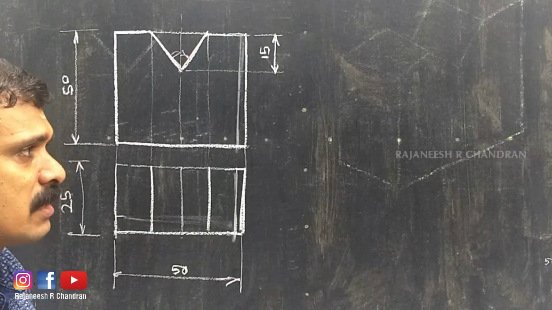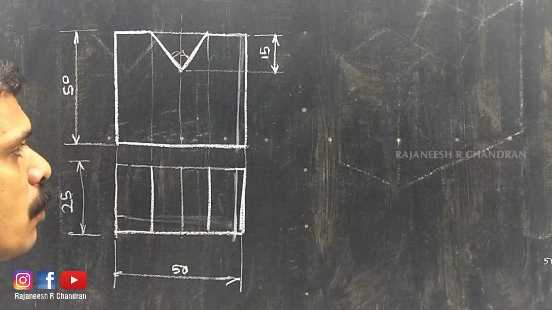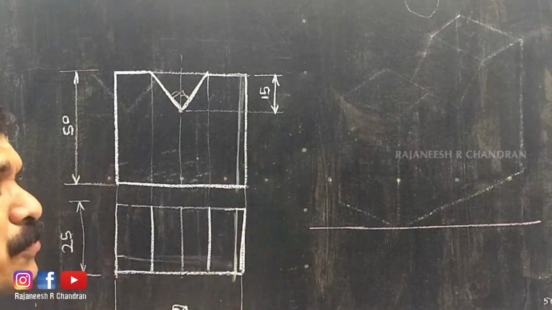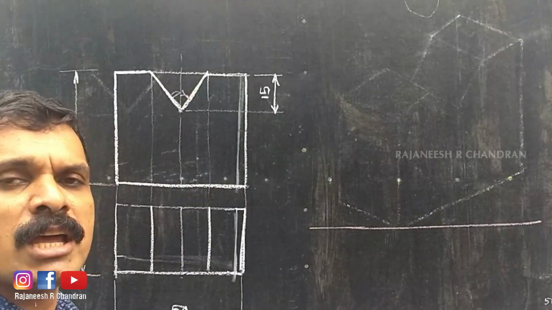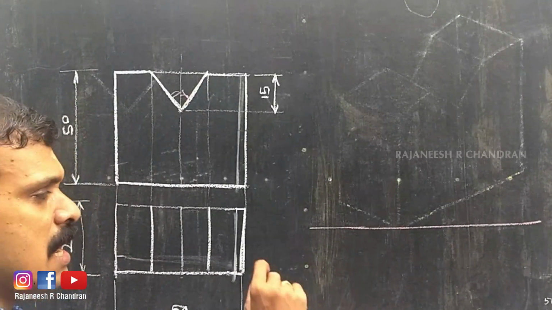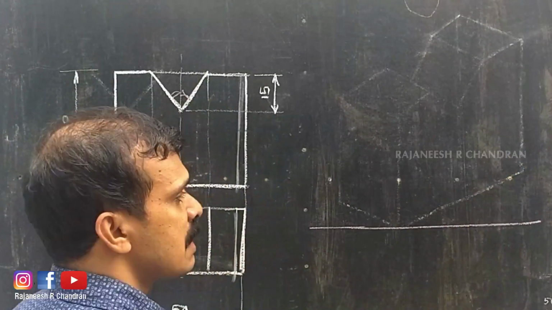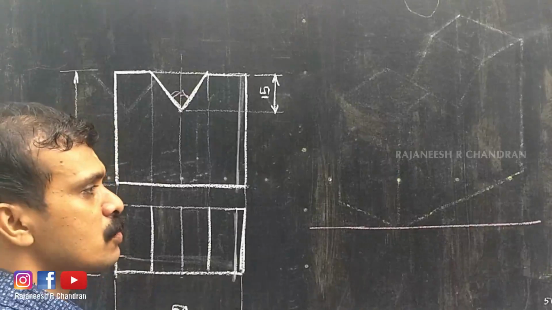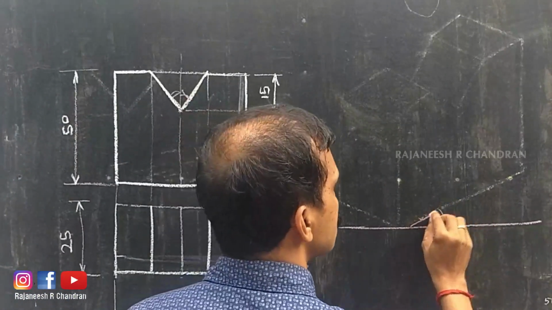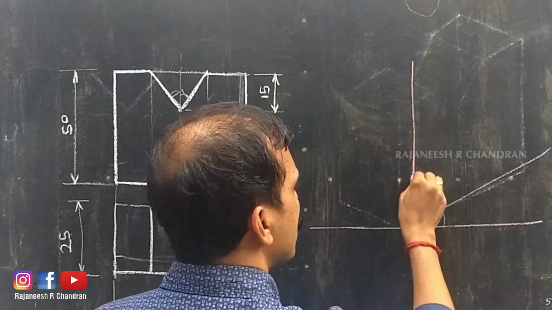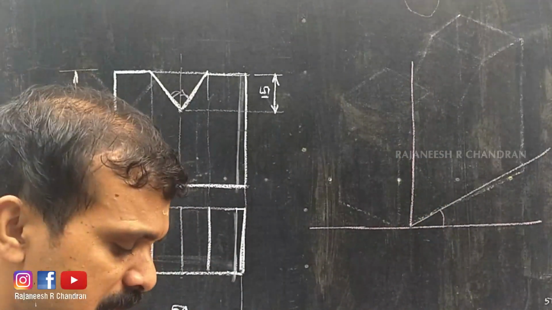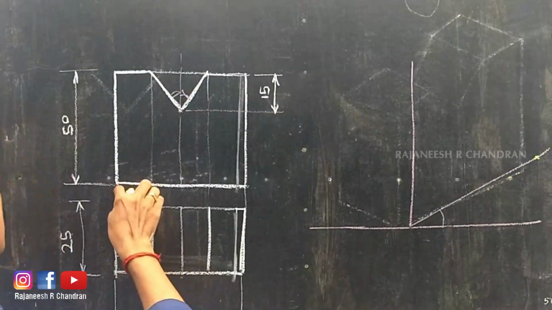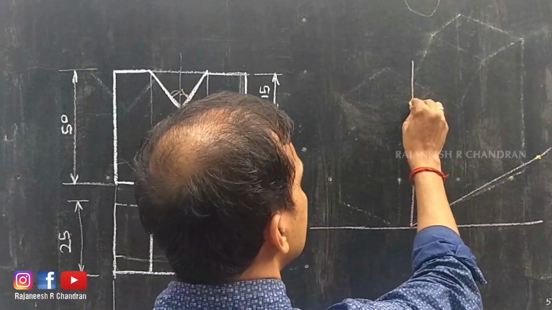So now we are going to construct the isometric view of this V block. Listen, draw a horizontal line. This is the front view. We know that the front view can be converted into isometric view with a 30 degree isometric x-axis and a vertical isometric z-axis, because this is lying in the xz plane. So at an inclination of 30 degree, draw the isometric x-axis, draw a vertical line for the isometric z-axis. Now take this distance, mark here, take this distance, mark here.